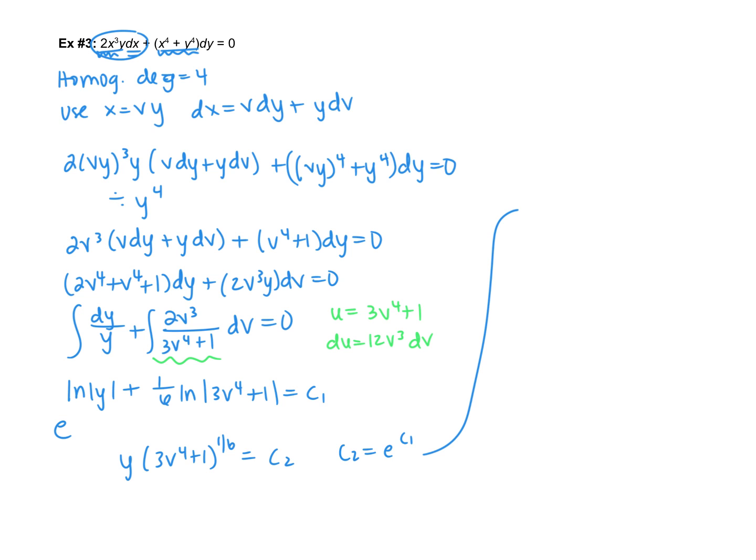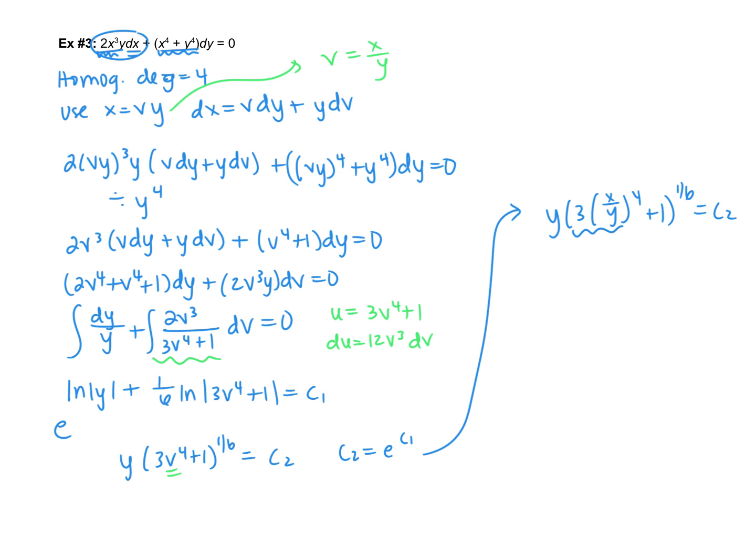And so then continuing my work, at this point, I'm going to replace this v back. So all the way up here, I know that v is equal to x over y. So if I substitute that back in, I'm going to have y times (3 x over y to the 4th, add 1), all of that to the 1/6 power is equal to c2.